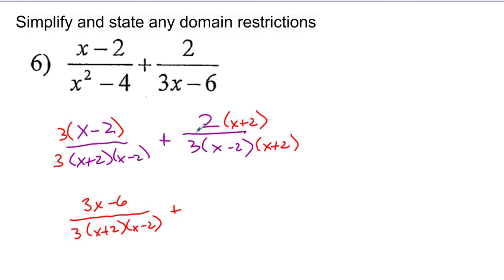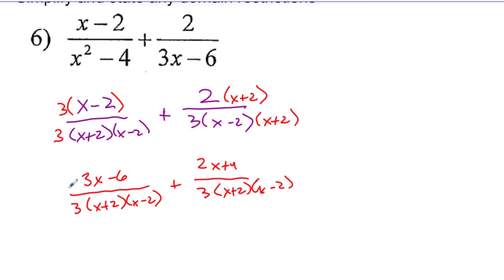And then I'm going to do the same thing with the second one. Distribute 2x plus 4. And the bottom is still 3, x plus 2, and x minus 2. Okay? So now, if I look at my denominators, they match each other, and I can add them together. So I'm going to just combine terms in the numerator and say this is 3x plus 2x. Well, that's 5x. Negative 6 plus 4 is negative 2, and it is over my common denominator, which again, feel free to leave factored. We don't need to actually multiply all this out. And I'm going to say this is my final answer.